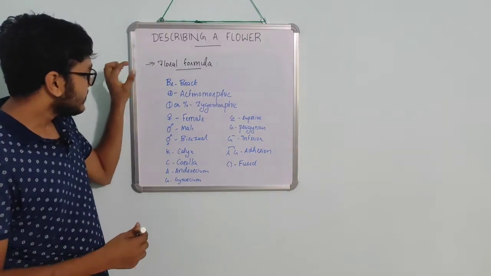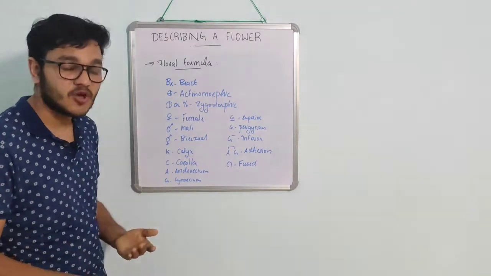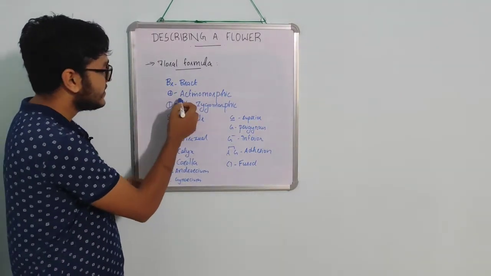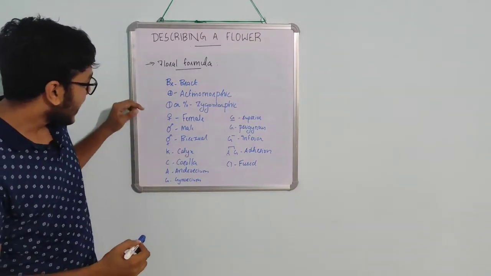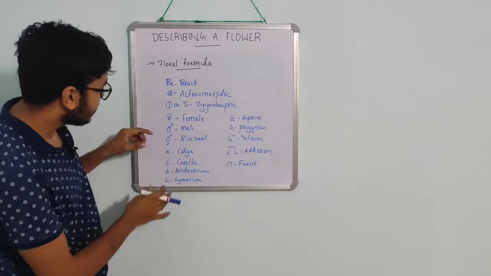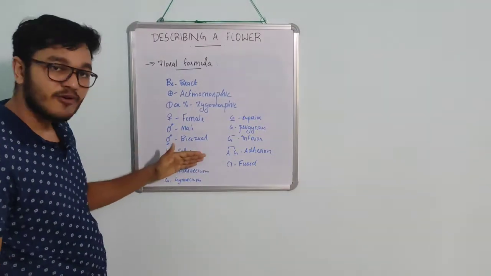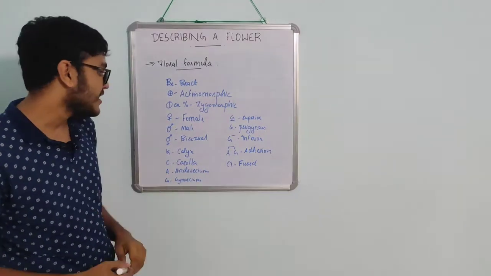The thing is that these are symbols. The first one is BR, it represents bract, whether bract is present or not. This symbol is actinomorphic, and this symbol represents zygomorphic, and this is for female and male, and if you are presenting both in one, it is bisexual. And K for calyx, C for corolla, A for androecium, and G for gynoecium.